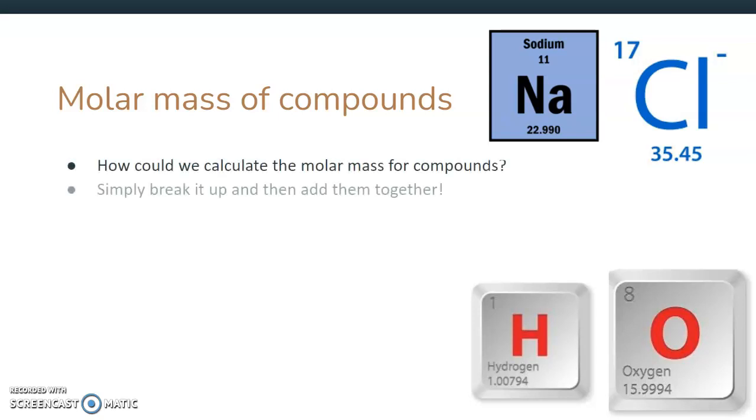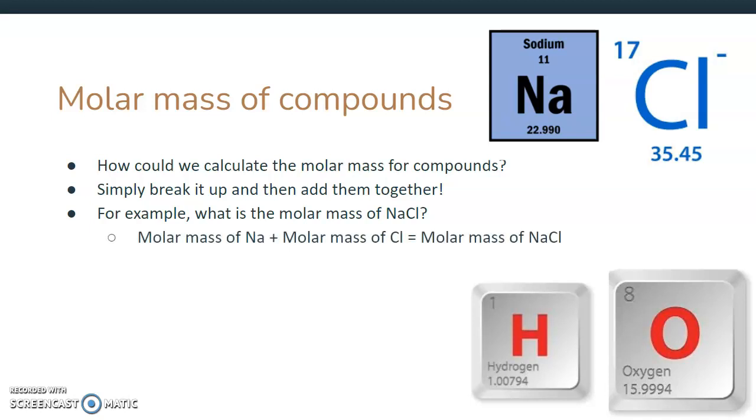So we can find them by simply breaking up each atom and adding them together. For example, what's the molar mass of sodium chloride, or table salt, NaCl? We're going to take the molar mass of sodium and add it to the molar mass of chloride. So to do that, all we would do is 22.99, which we get from our sodium grams per mole, plus 53.49 grams per mole. And that would give us 58.4 grams per mole.